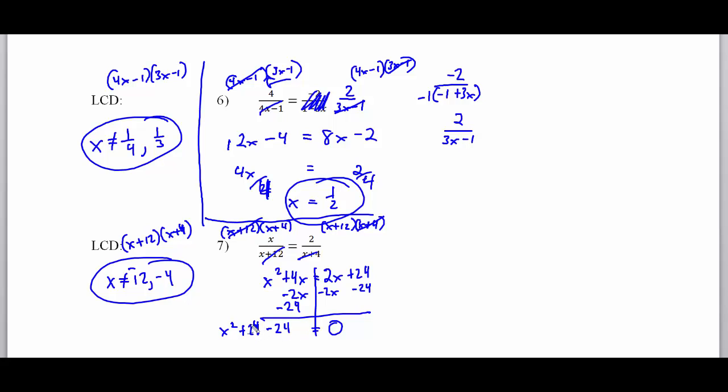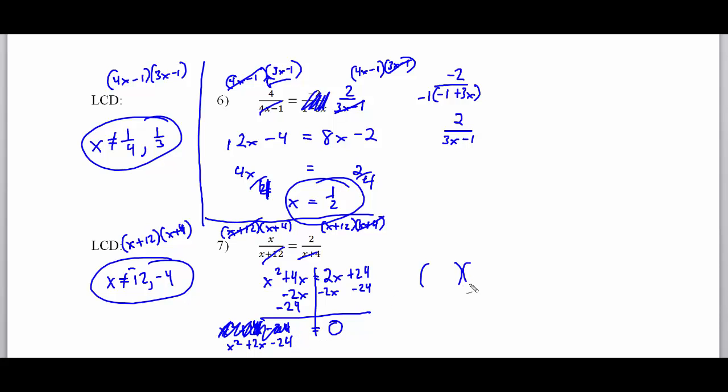And now our job is to, oh, I wrote 24 twice. Wow, what's up with that? All right, so let's rewrite that again so it looks a little nicer. x squared plus 2x minus 24. And now I'm going to solve this simple trinomial.